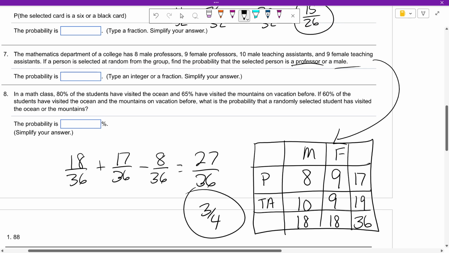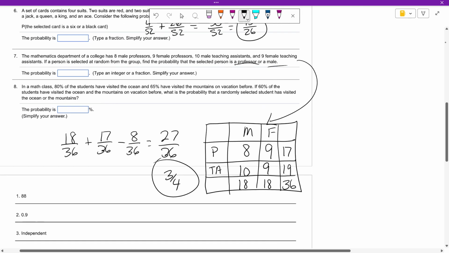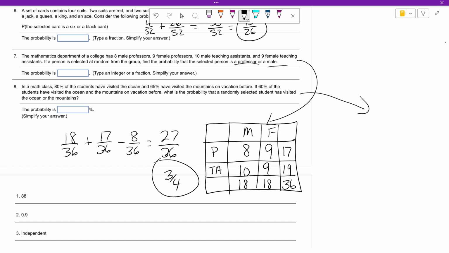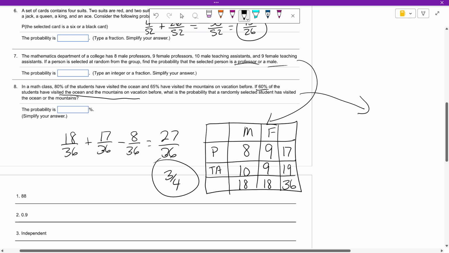Okay? Let's do another one. Vacation. 80% of the students have visited the ocean. 65% have visited the mountains. If 60% of them have visited both, what's the probability they have visited one or the other? Okay? So these, again, are not mutually exclusive, because you can be there at the same time.